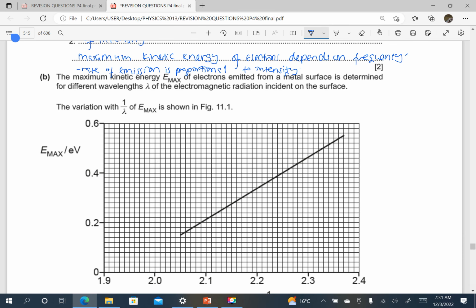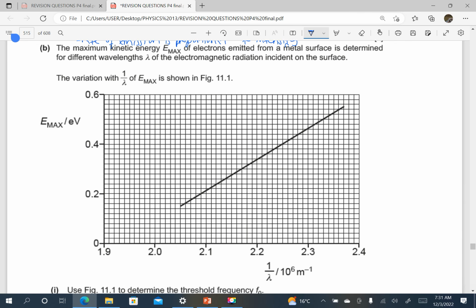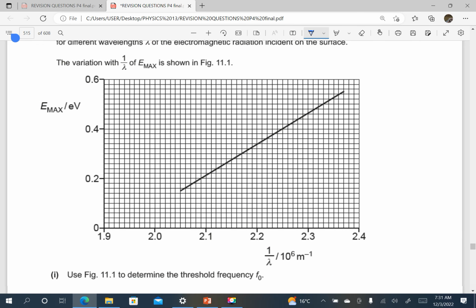The maximum kinetic energy of electrons emitted from a metal surface is determined for different wavelengths, lambda, of the electromagnetic radiation incident on the surface. The variation with 1 over lambda of Emax is shown in the figure. I always have a feeling that I'm going to extrapolate this line, so I always begin by extrapolating it to touch the x-axis. And I think it is going to touch around here.